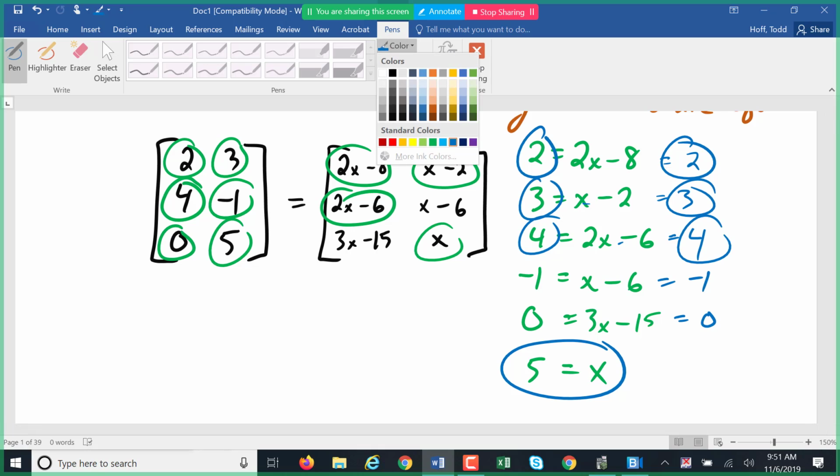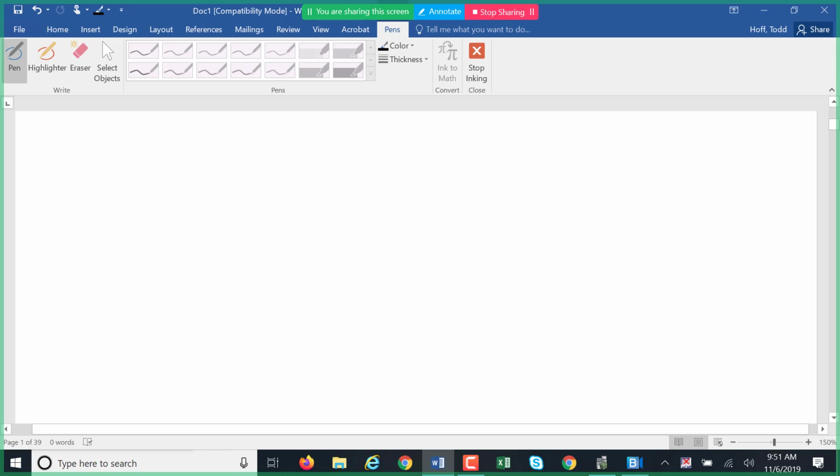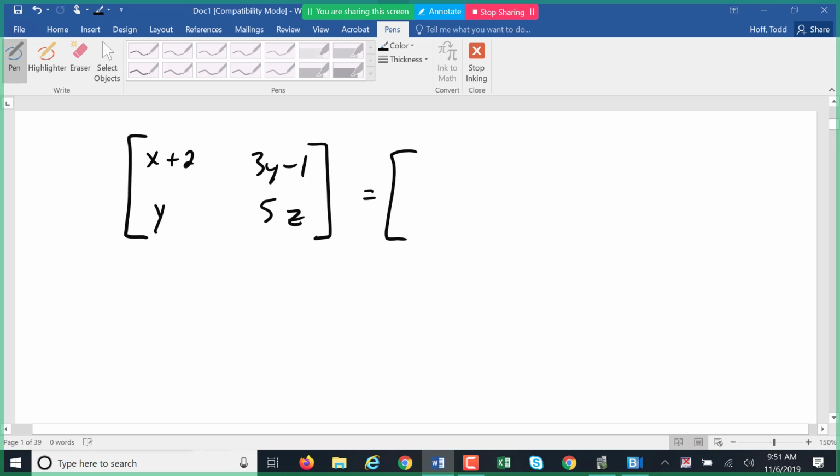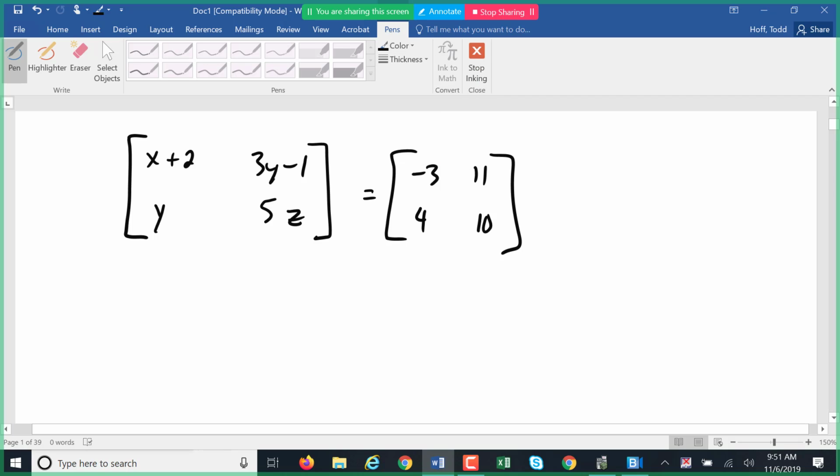Well, let's look at one that may be just a touch more complicated than that. We might have x plus 2, 3y minus 1, y, and 5z. If I say that's equivalent to negative 3, 11, 4, and 10, we get a system of equations. I know that x plus 2 has to equal negative 3.